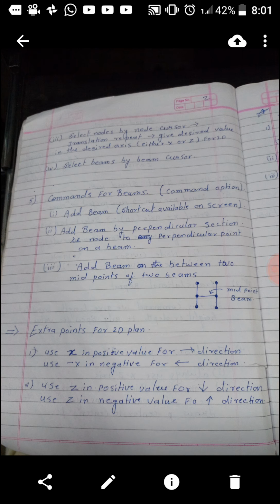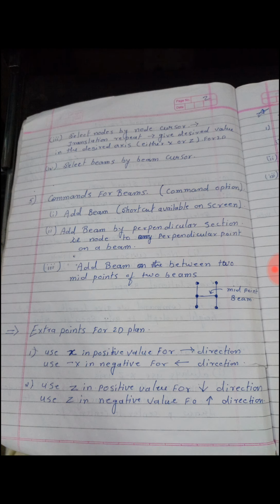And fifth command for beams. Command option, add beam, shortcut available on screen. Add beam by perpendicular section, that is node to perpendicular point on a beam. And third point, add beam between two midpoints of two beams. And extra points for 2D plane.